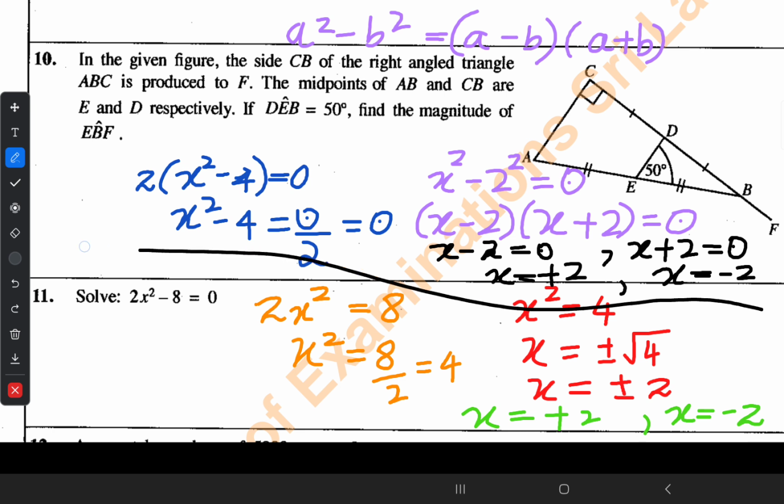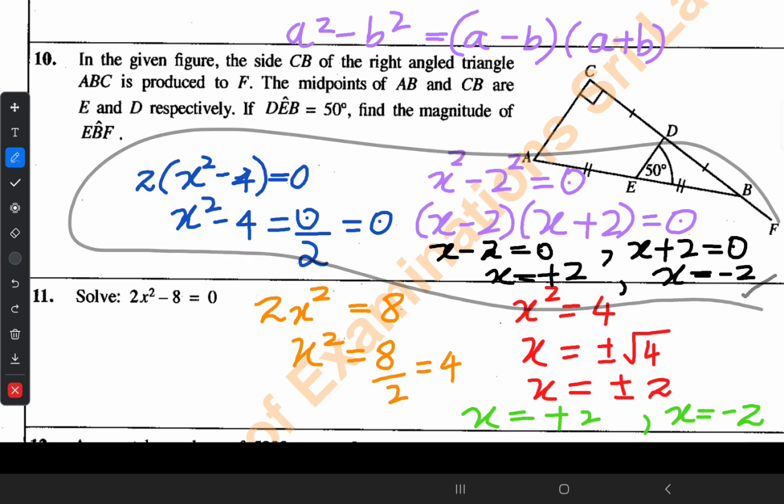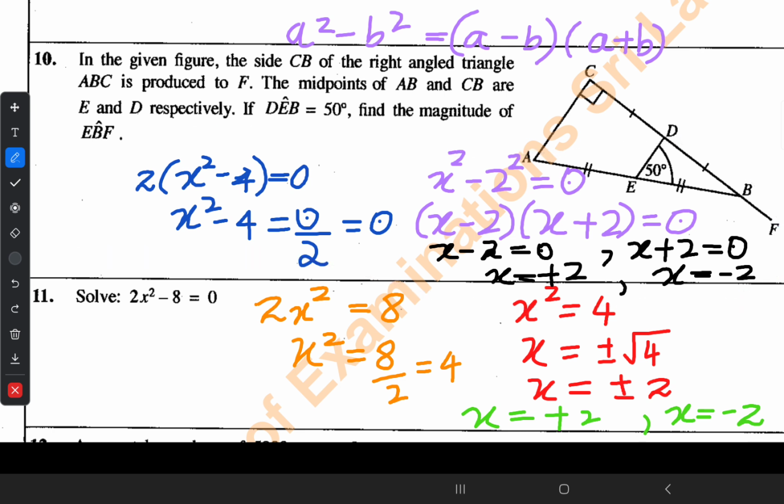Otherwise, by factorization, you can follow this method. First of all, we can select 2 as our factor. That will give you x² − 4 equals 0. Then we can bring this multiplier 2 over as a divisor. So x² − 4 equals 0. This one is a square number, so we can write it as x² − 2² equals 0. (x − 2)(x + 2) equals 0. So finally, x will be equal to 2 or x is equal to minus 2.